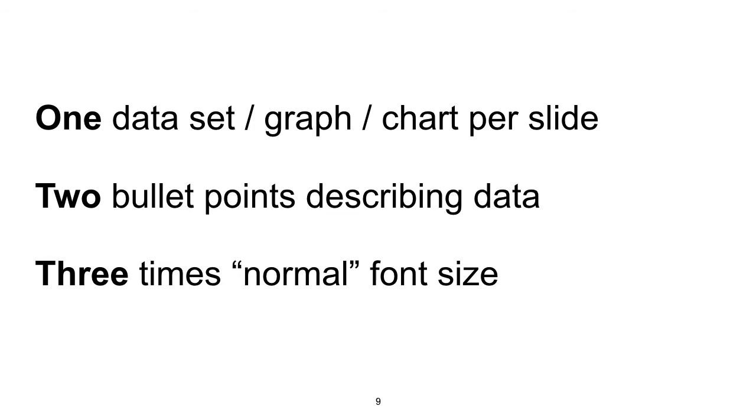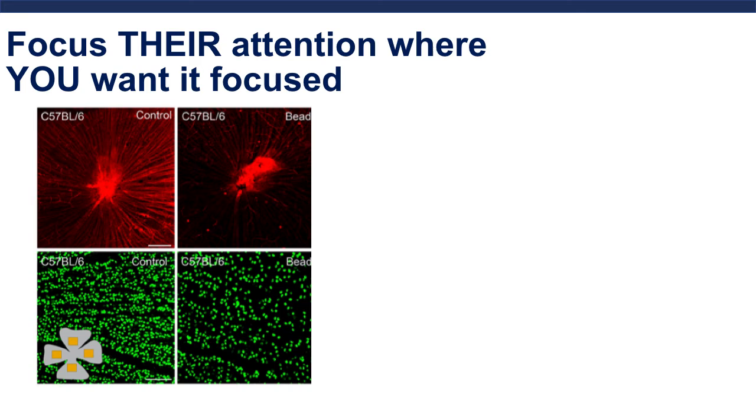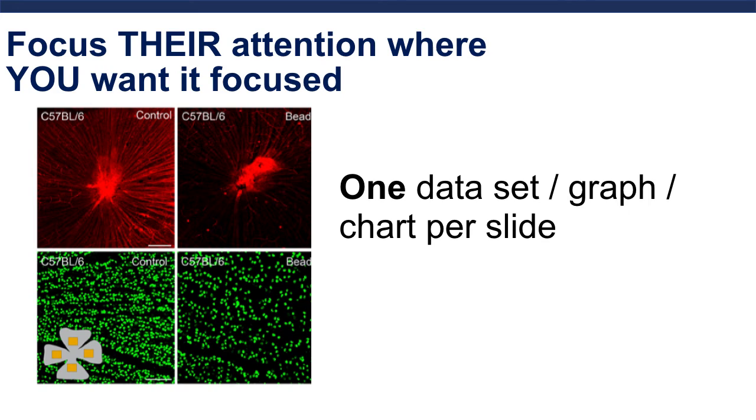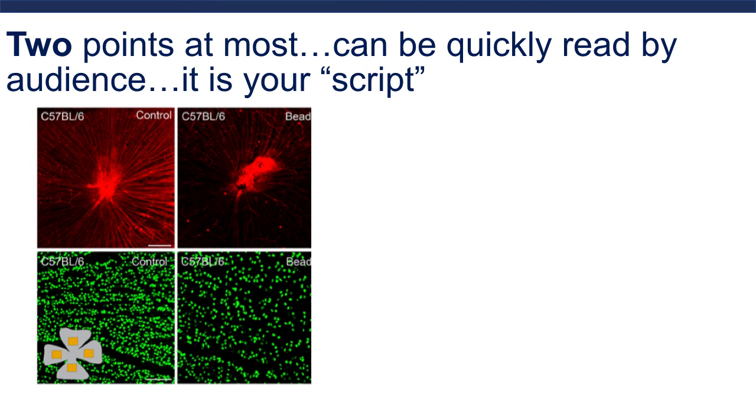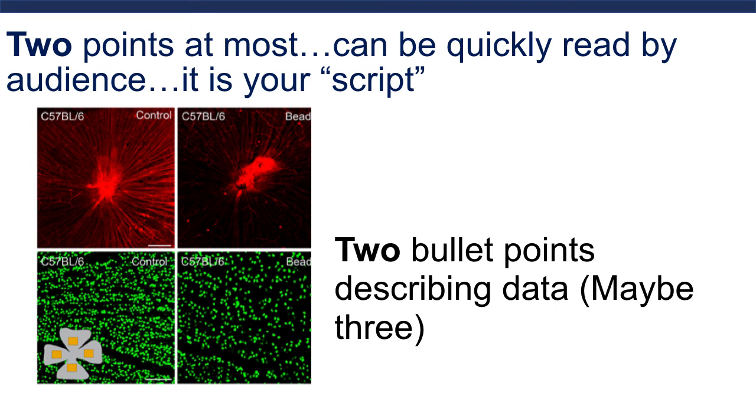Now, why are we doing this? Because what you want to do in a digital partnering session, when you may only have 15 minutes, you may have difficulty with the technology and so forth, you really don't have a lot of time. So what you want to do is focus their attention where you want it focused. So if you want to talk about this particular information, these particular data, just have that on the slide. So one data set, one chart, 2 bullet points at the most, maybe 3, but 2 at the most.